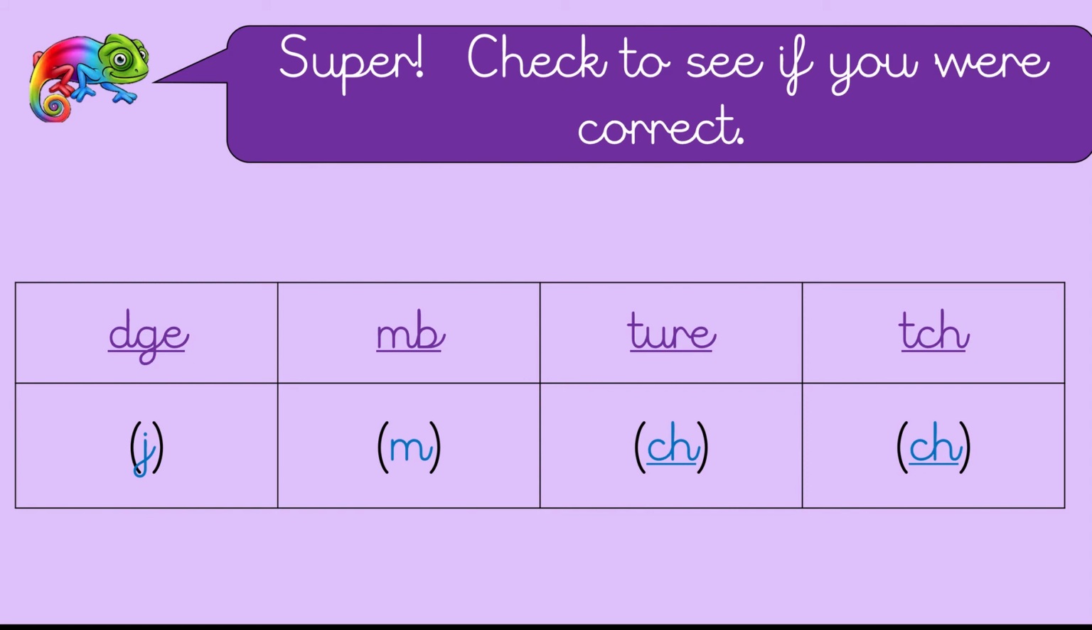So the D, the G and the E make the J sound. The M and the B make the M sound. The T, the U, the R and the E make the Ch sound. It's quite a hard sound, that one. And then T, C, H makes a Ch sound.